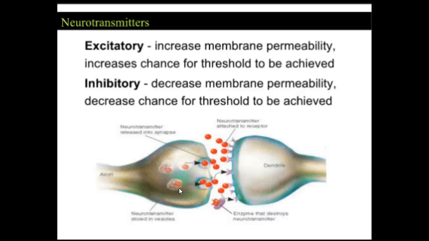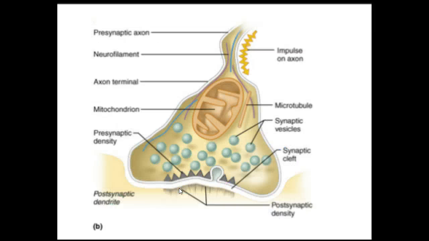We have inhibitory, which decrease the membrane permeability. So they decrease the chances of threshold to be achieved. They decrease the chances of an action potential to be actually achieved. And these inhibitory will actually bind to the receptors on the ion channels, and it'll tell the sodium channels not to open, and not create that nerve impulse.